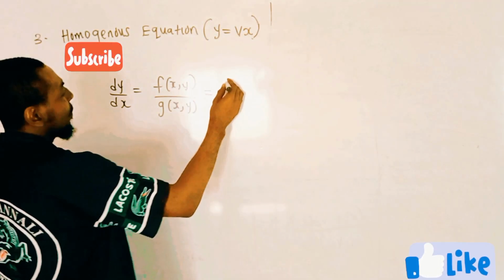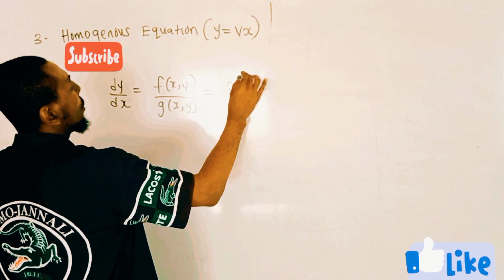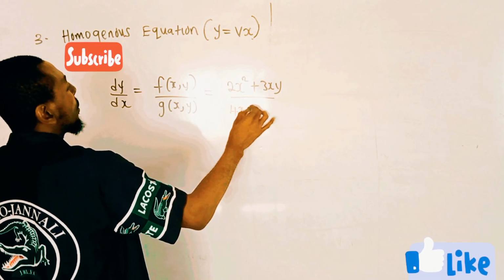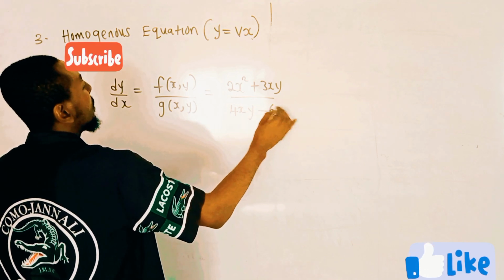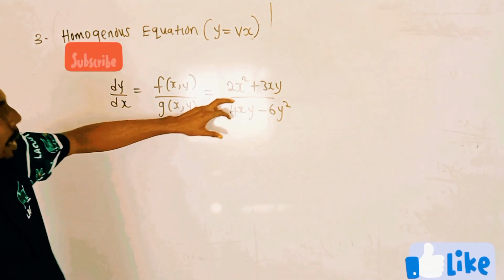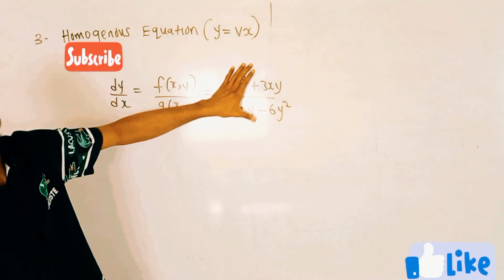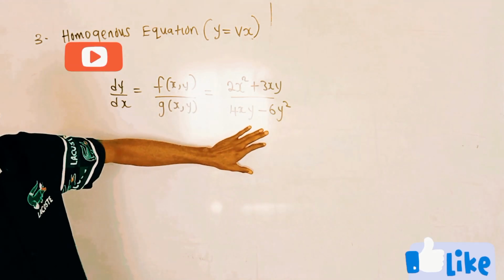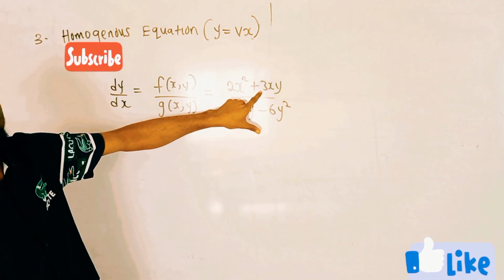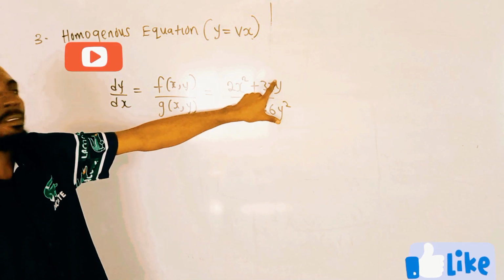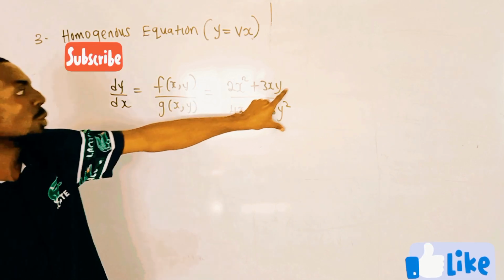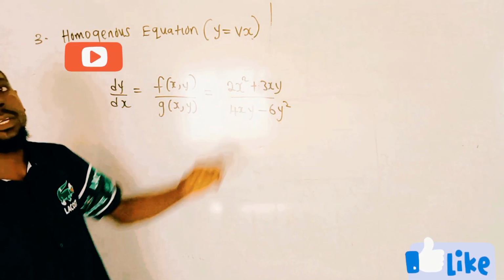So now watch. We have 2x squared plus 3xy over 4xy minus 6y squared. If you watch this, you find out that the degree of all the terms, both in the numerator and the denominator, are the same. The first term is 2x squared. What's the degree? 2. The second term is 3xy. The degree of the variable x is 1. The degree of the variable y is also 1. So in this term as a whole, the degree is what?